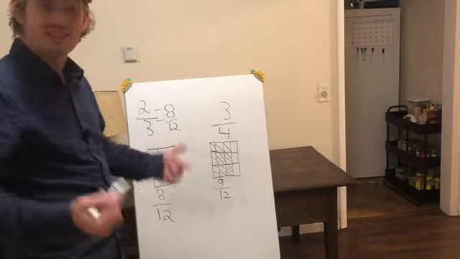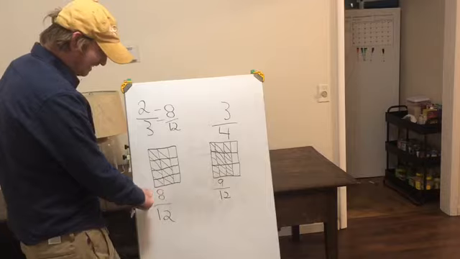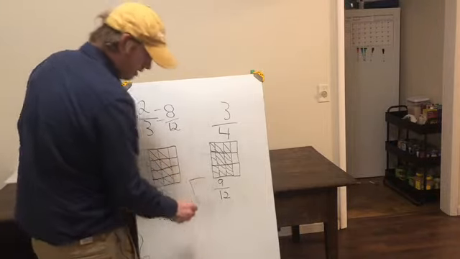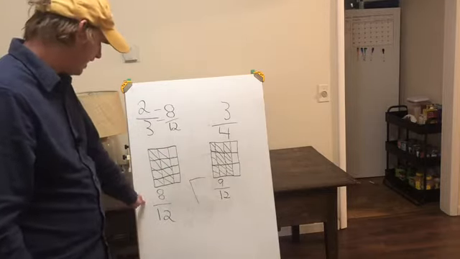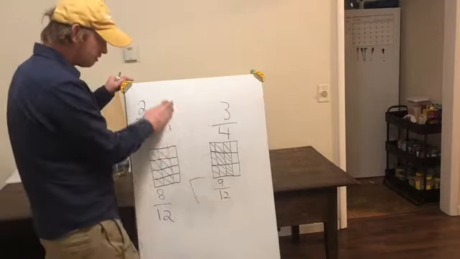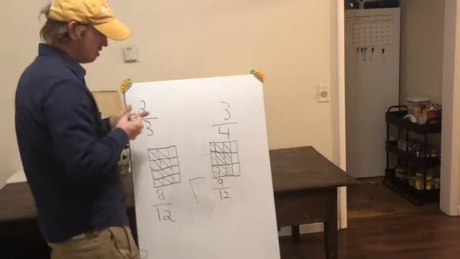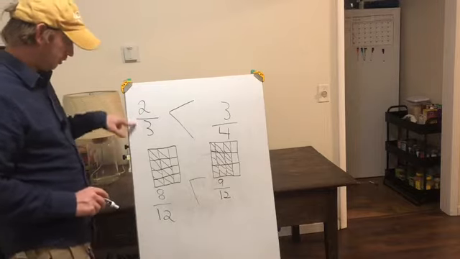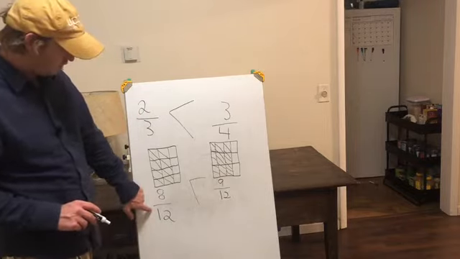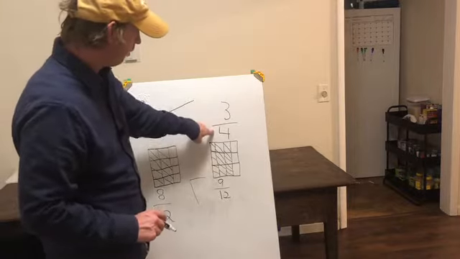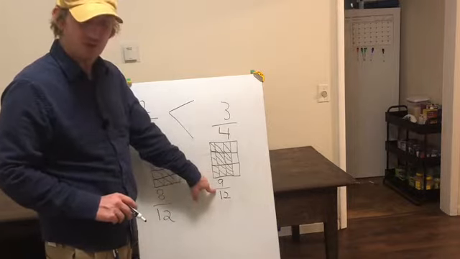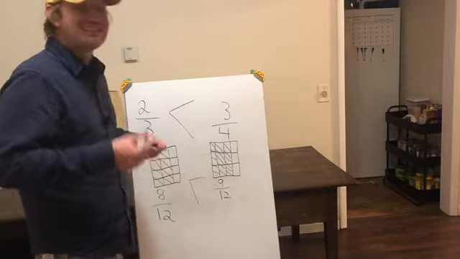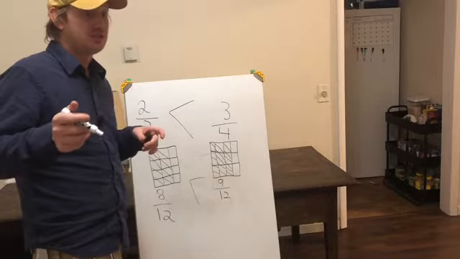And now we can super easily compare them because I have 8/12 and 9/12. And I know that 9/12 is greater than 8/12. And that means that 3/4 is greater than 2/3 because 2/3 is equal to 8/12, and 3/4 is equal to 9/12. So that's one way that you can find equivalent units to help compare fractions and make it easier.